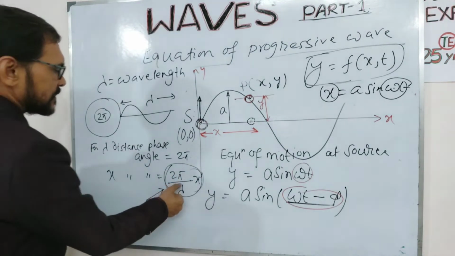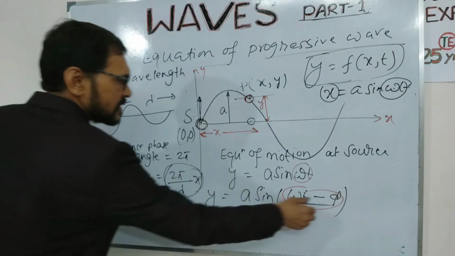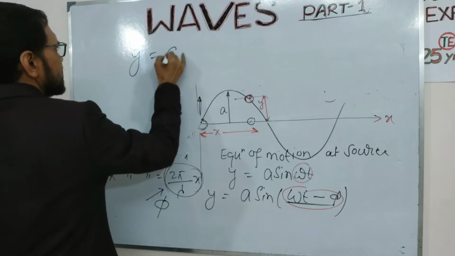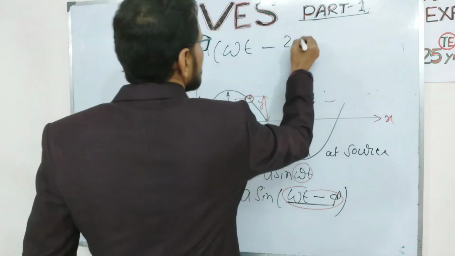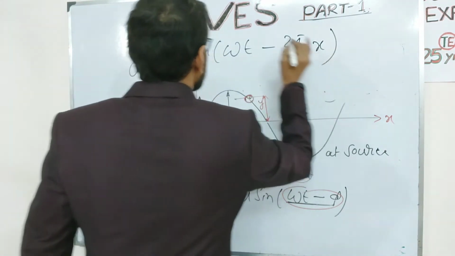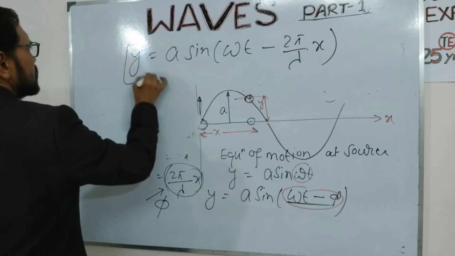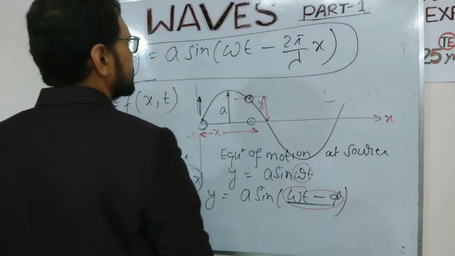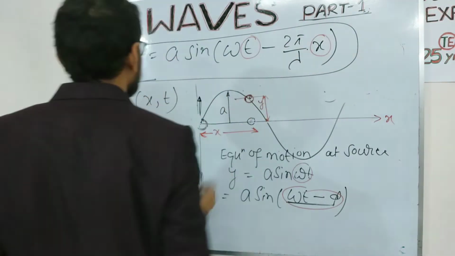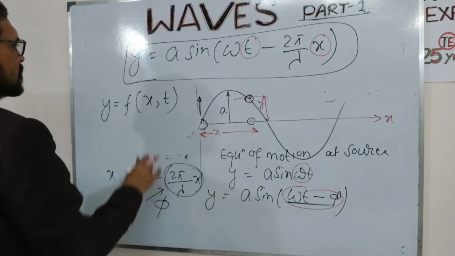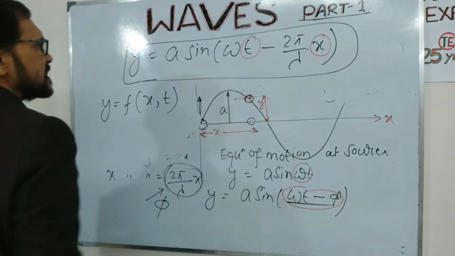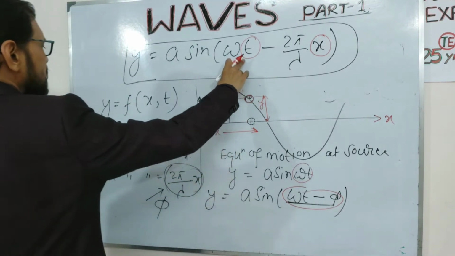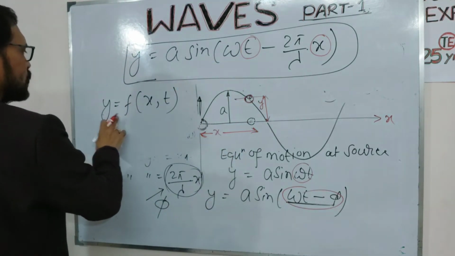Now put phi equal to this at this place. A sin omega t minus phi equal to this x. So this is the equation of progressive waves. t is variable and x is variable, and y is a function of x and t. So in waves two variables will be present. In SHM only one variable was present, and in waves two variables are present.